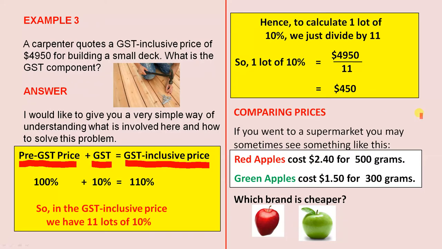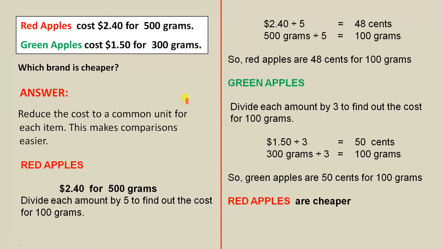Comparing prices. If you went to a supermarket, you may sometimes see something like this. Red apples cost $2.40 for 500 grams. Green apples cost $1.50 for 300 grams. Which brand is cheaper? So I just repeated that here for ease of reference. So the red apples cost $2.40 for 500 grams. The green apples cost $1.50 for 300 grams. Which brand is cheaper?